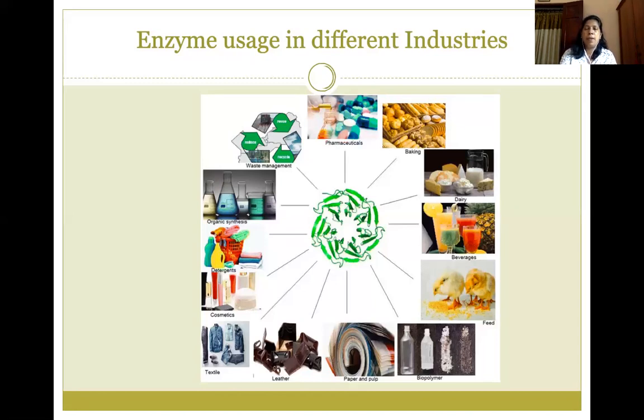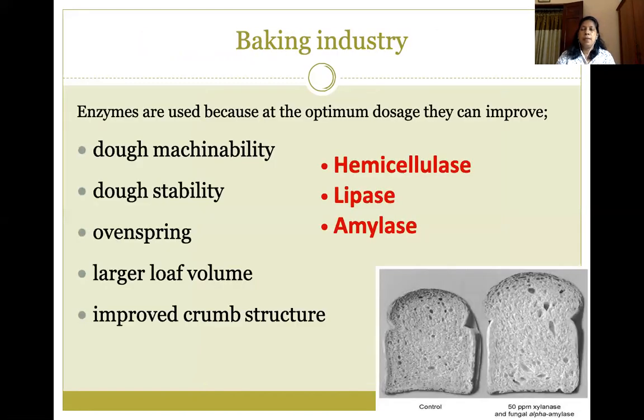Let's see one by one the enzymes related to the food industries. Now let's see the first one, the baking industry. In this picture you can see two pieces of bread. One piece is very short and has smaller pores, but the other has bigger pores and increased volume. Even by looking, you can understand the softness of the bigger bread compared to the other one, right? So how can we do this?